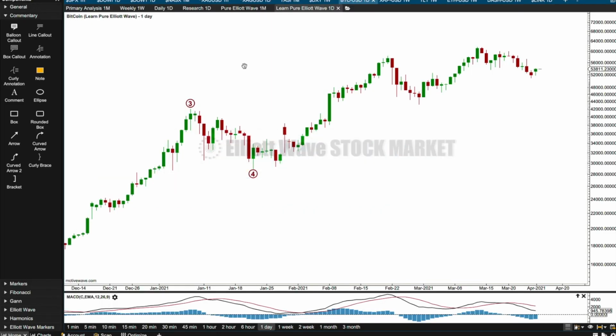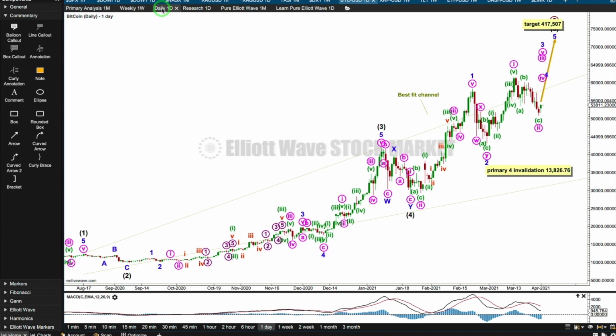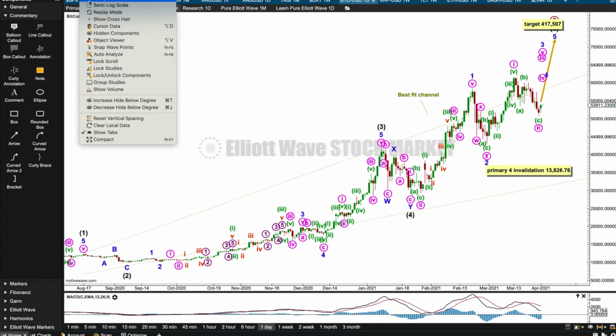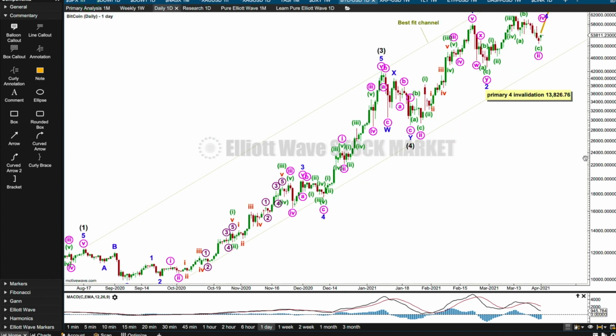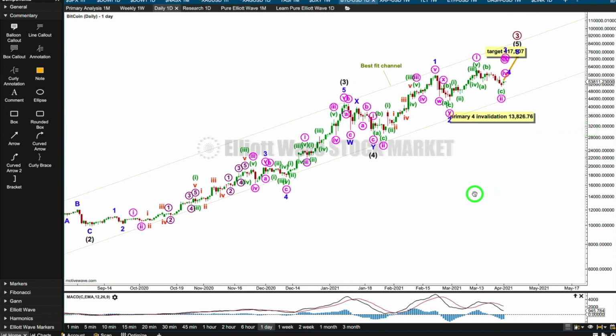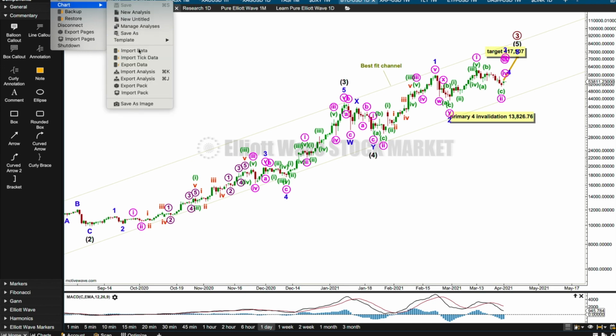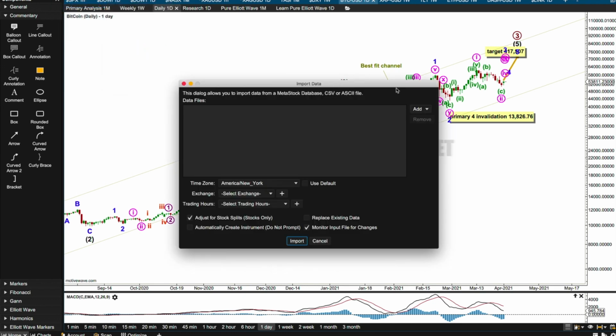This is my Bitcoin daily Elliott Wave count. We have to view these charts on a semi-log scale because Bitcoin's so hugely volatile. The last date here, 26th of March 2021. Okay, file, chart, import data from the top menu, add.